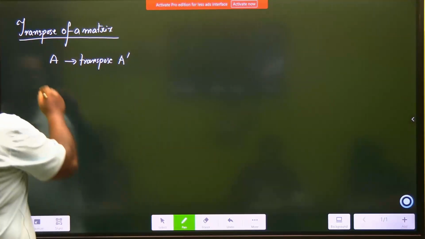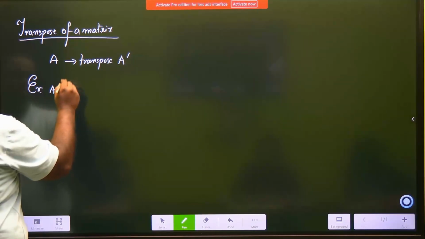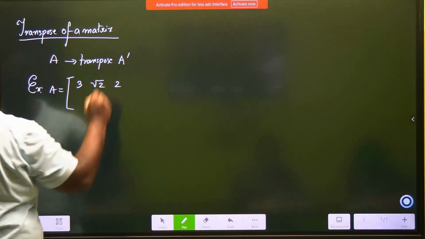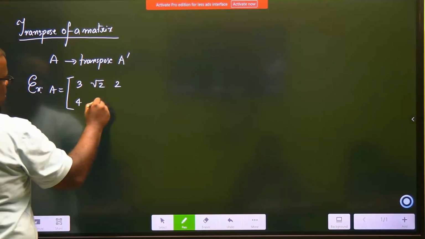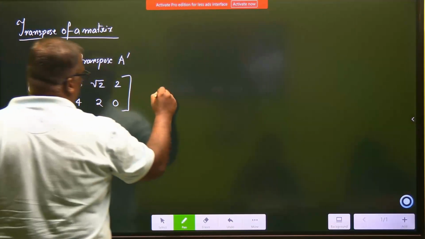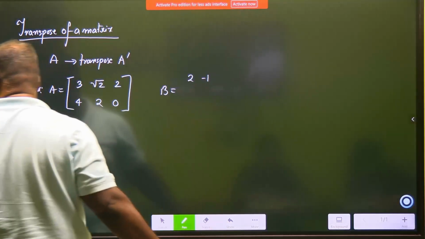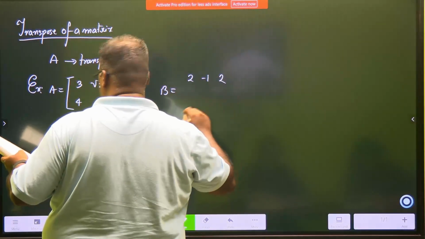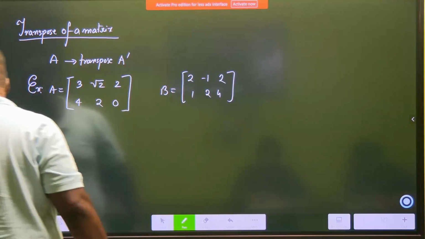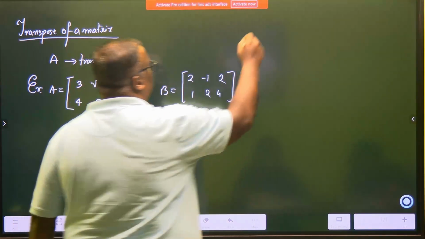Okay, so let's say we have a problem example, and this says A is a matrix which is given by 3, root 3 and 2, and 4, 2, 0. We will be basically verifying the properties. And you have a matrix B, and B is given as 2, 1, 2 and 1, 2, 4. These are typically 2 mark, 3 mark questions. These are two matrices, and everything we are going to do is based on these two matrices itself.